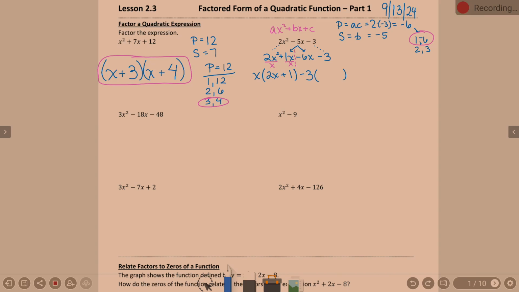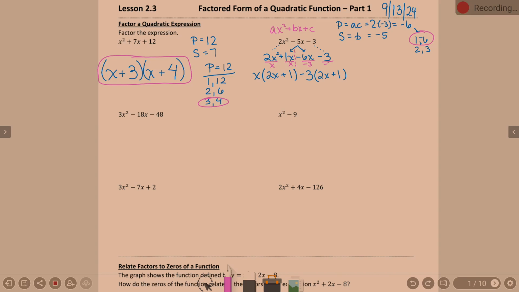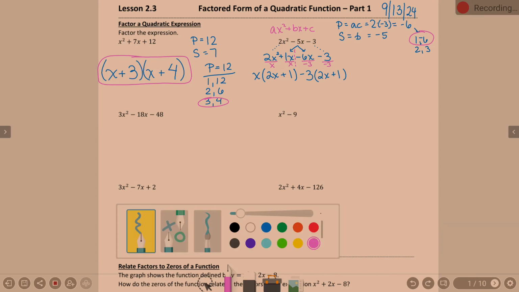And now, what is negative 6x divided by negative 3? 2x. What is negative 3 divided by negative 3? Plus 1. And again, if it helps, what did we just divide both of these by? Negative 3.